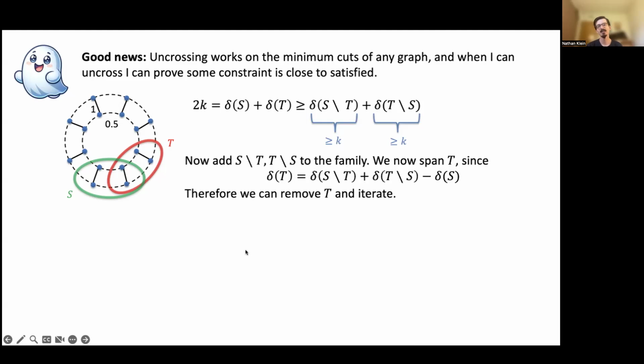But now, if I add s minus t and t minus s to our family of linearly independent constraints, it's actually safe to remove t. And this is because I can now write t as s minus t plus t minus s, right? Because this is actually all equalities. And so now I've reduced the number of crossings, and I can keep iterating this until I get a laminar family.